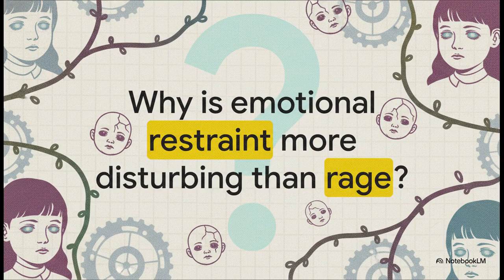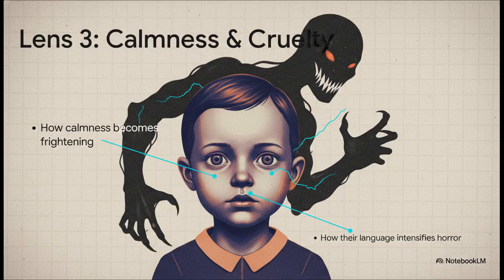This is a fantastic lens. It immediately points your attention away from the obvious stuff, the jump scares, and towards something way more subtle and, let's be honest, a lot creepier, the unnatural calmness of the children. See? When you pick this prompt, you're not just saying, oh, the kids were creepy. No way. You're digging in and analyzing how their control, their specific actions, and even the way they talk are the very things that build the horror.